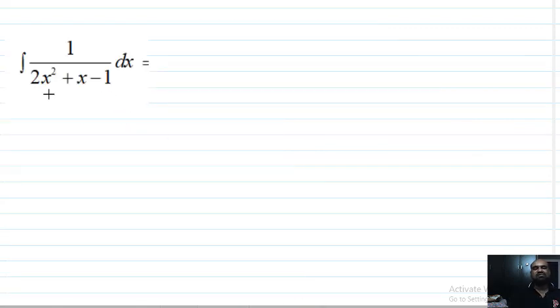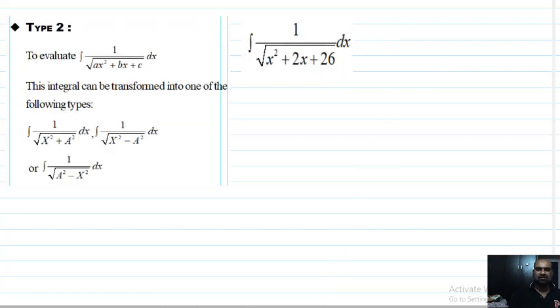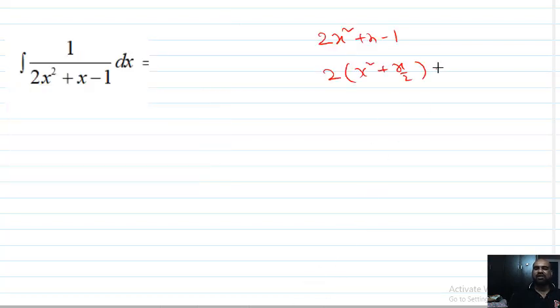This is also the model. 2x square plus x minus 1 can be written as 2 times x square plus x by 2. Yeah, 1 minute. 1 by 2 minus 1 is outside. Okay, no problem, that is not correct. We need to write it inside, then only it becomes easy for us. 1 by 2.